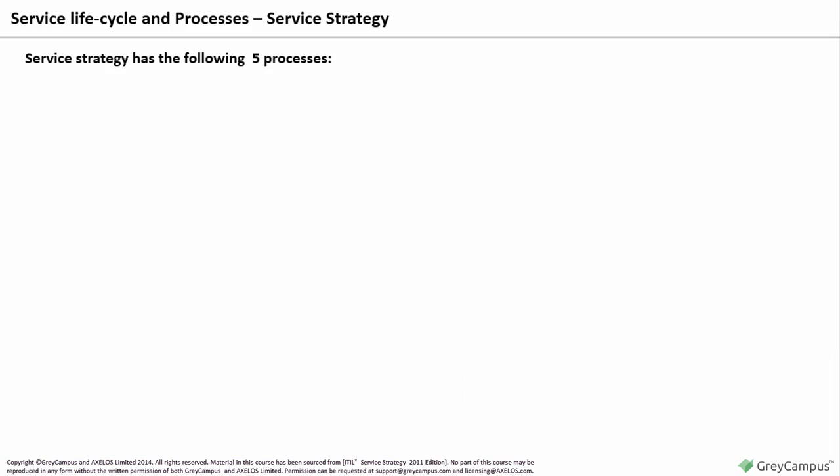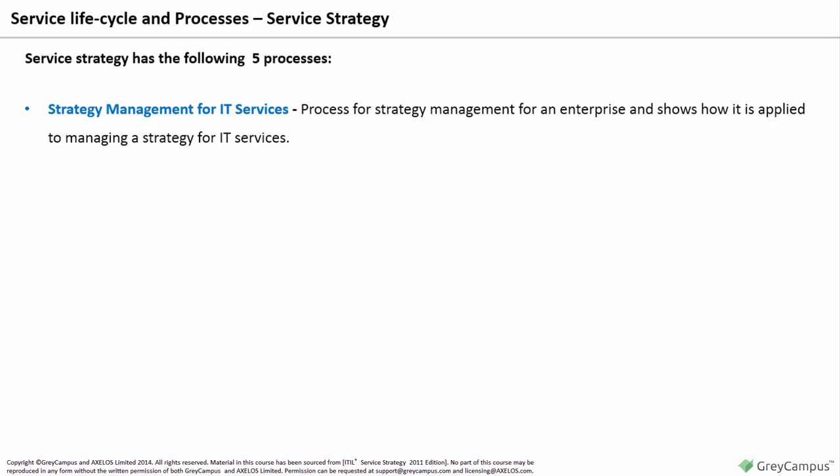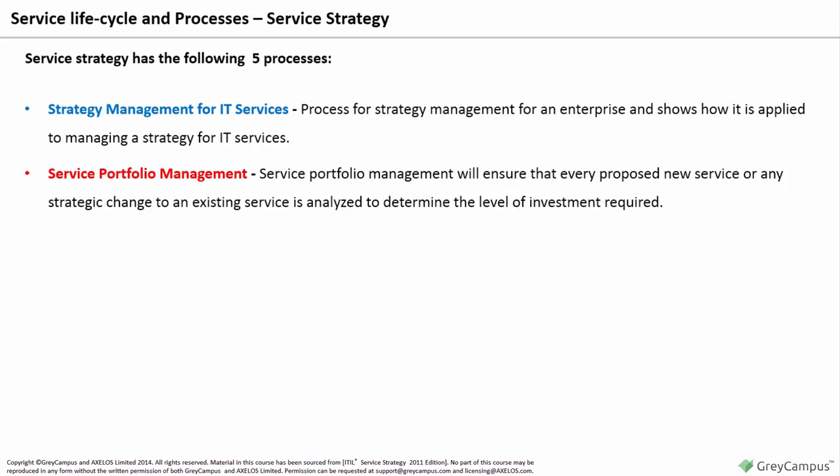Service strategy has the following 5 processes: strategy management for IT services, a process for strategy management for an enterprise and shows how it is applied to managing a strategy for IT services. Service portfolio management. Service portfolio management will ensure that every proposed new service or any strategic change to an existing service is analysed to determine the level of investment required and the proposed return on that investment.